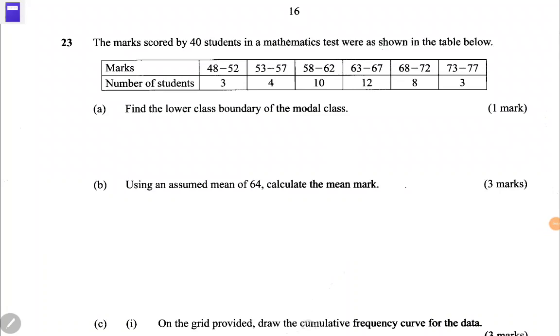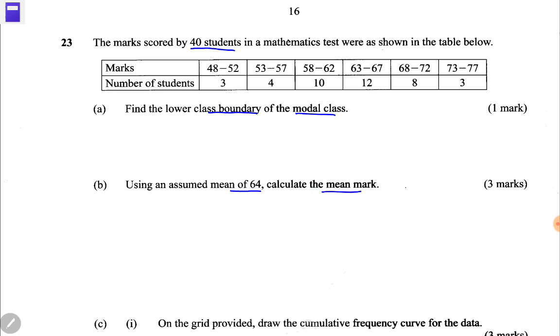Question 23. The marks scored by 40 students in a mathematics test were as shown in the table below. So we have the marks and the number of students. Find the lower class boundary of the modal class. Then, using an assumed mean of 64, calculate the mean mark.